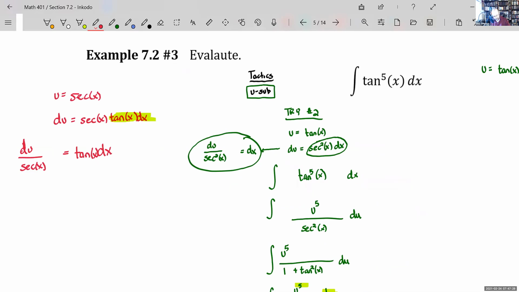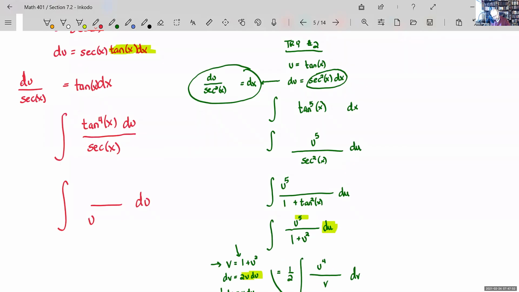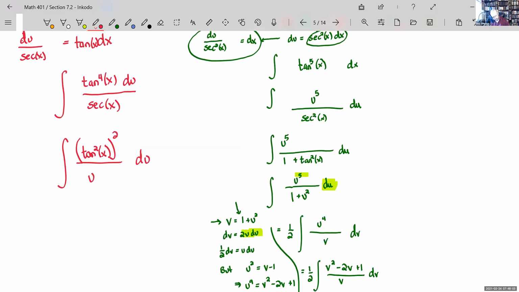If you do this, you get the integral of tangent to the 4th, because we've stolen away 1 power of tangent off of this guy right here. The dx will be replaced with a du over secant. But remember, secant is just u. This will work as well. And tangent to the 4th is tangent squared, squared. But tangent squared, using the Pythagorean identities, is secant squared minus 1.